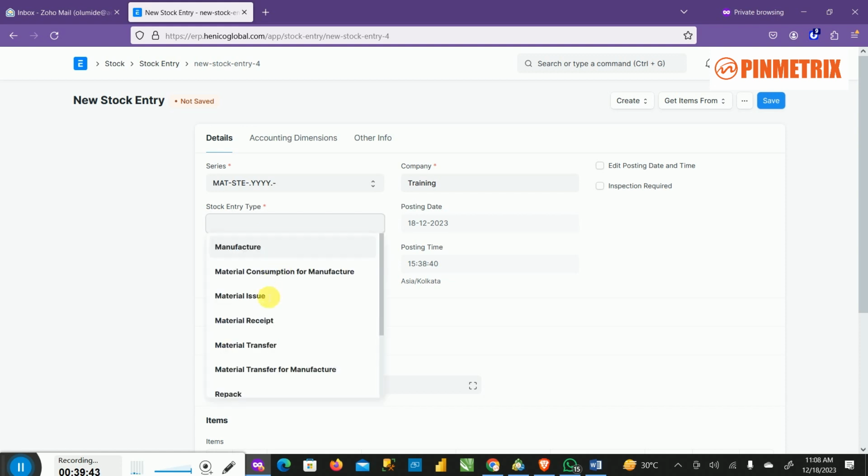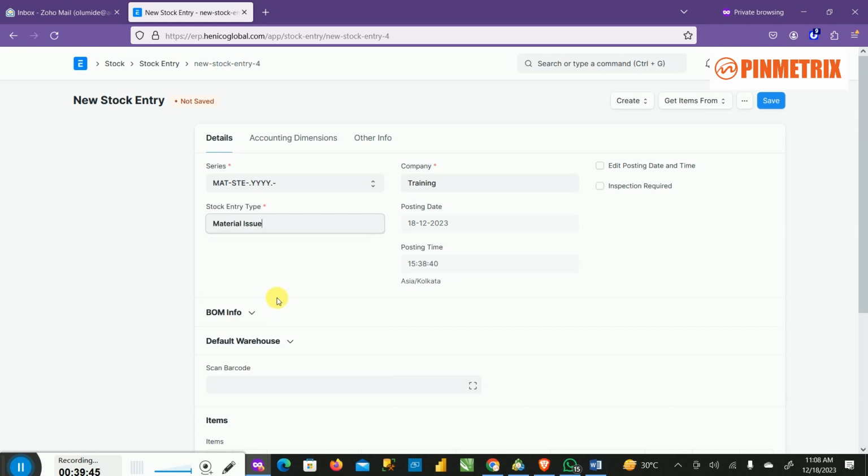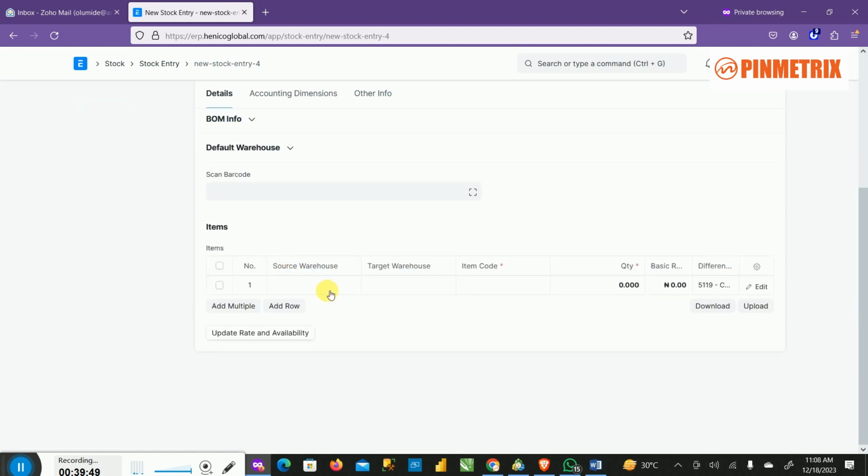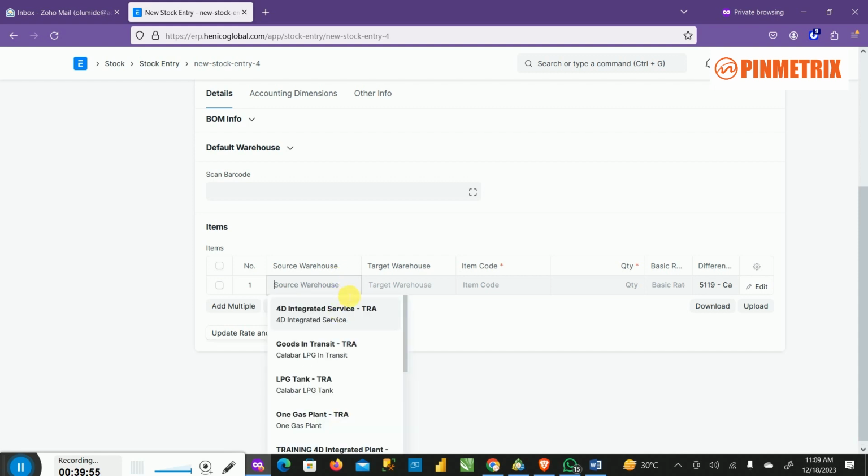So this time around, picking material issue. So I pick material issue. So now we are issuing out from which we have.